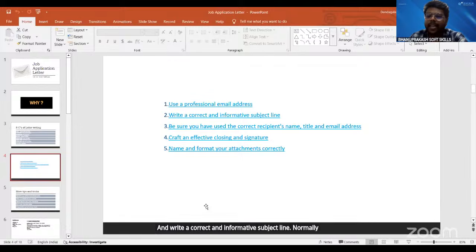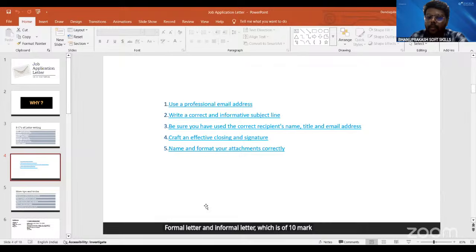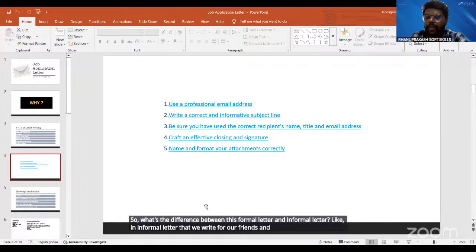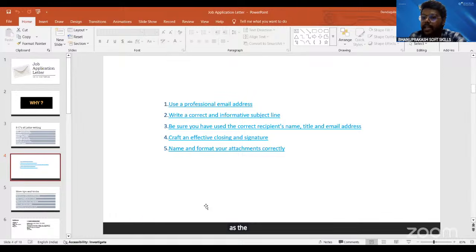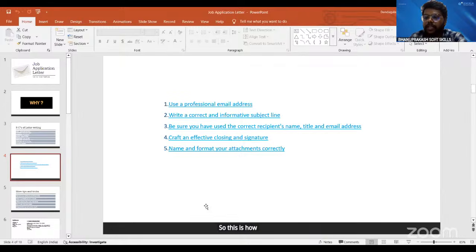Normally, this is the same as the letter that we studied in our school time. In our 10th standard English subject, we have the formal letter and informal letter, which is 10 marks, I think. So what's the difference between a formal letter and an informal letter? In an informal letter that we write for our friends and family, everything is in zigzag, as the place and date are on the left side, other things on the right side, and then the closing line on the left side. So this is how the zigzag information is there.